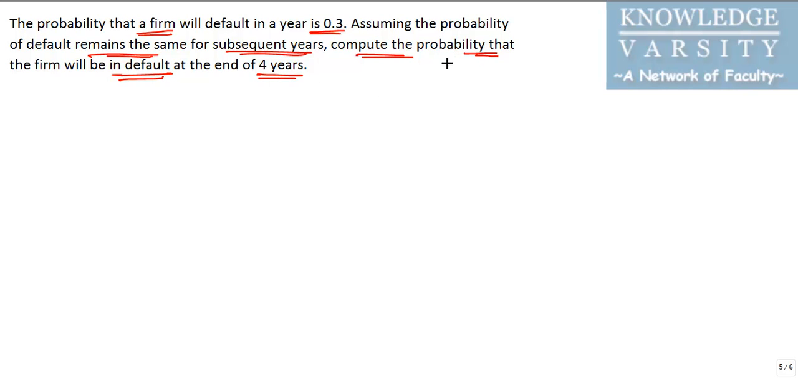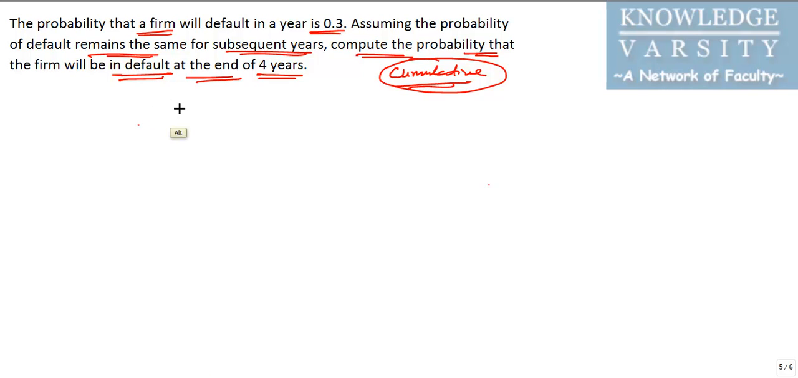Please note that here they have not mentioned that it is cumulative probability of default, but since they have mentioned that the firm would be in default at the end of the year, you have to find out the cumulative probability of default for all the years. That is, the firm can be in default at the end of the first year, it can be in default at the end of the second year, and so on. So this is what you need to find out.